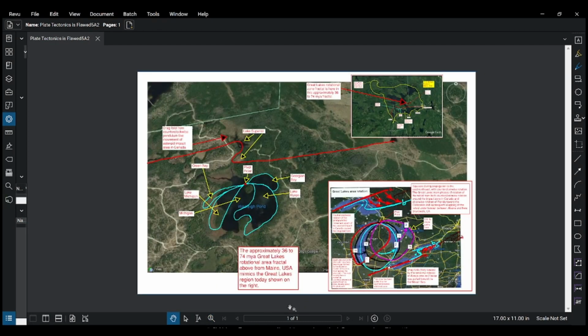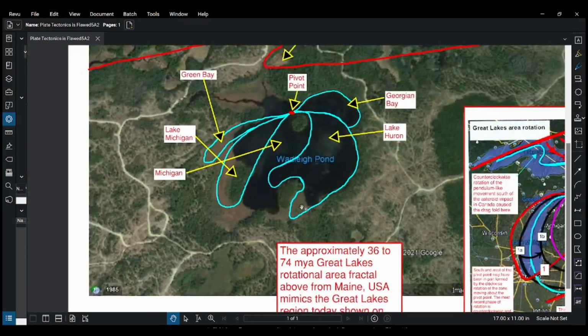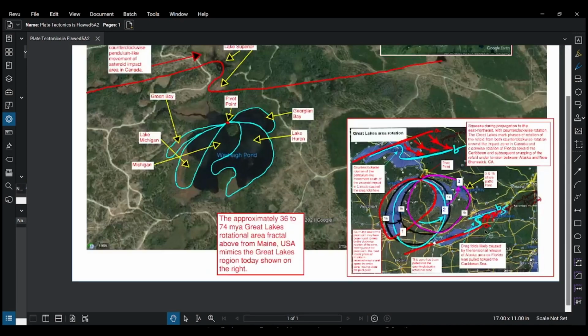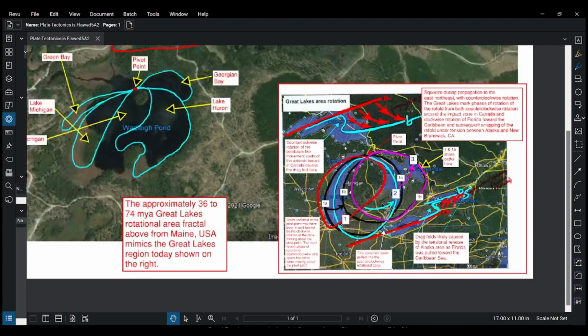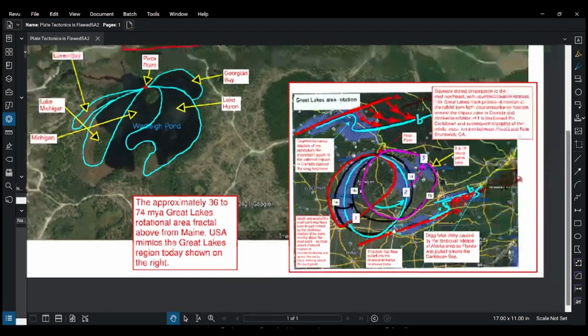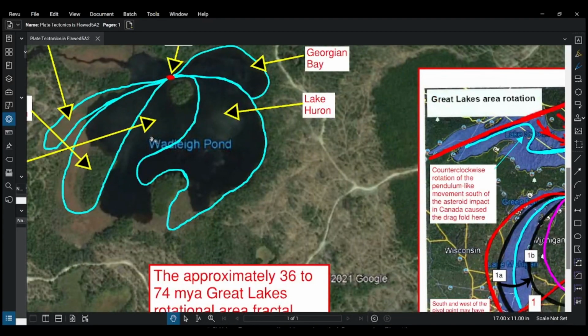Okay, what we have here is a fractal of the Great Lakes rotational signature in blue right here. And what I've outlined in blue is exactly what there is today, okay, with the lakes. And even the peninsula, see the cursor? The Michigan Peninsula. Looks like a glove. So there it is, right there.